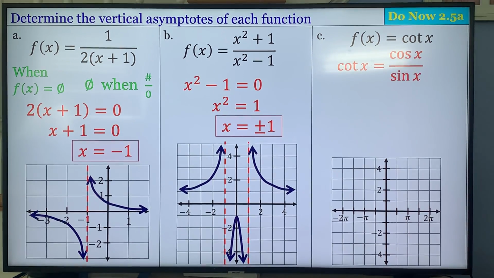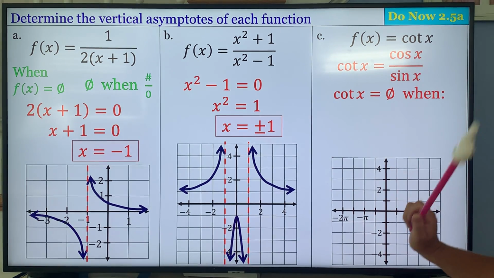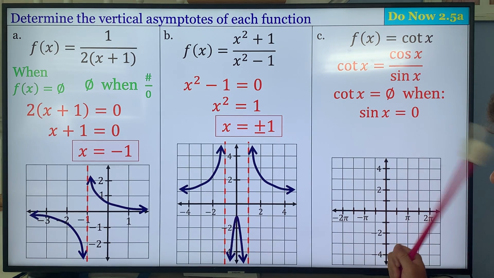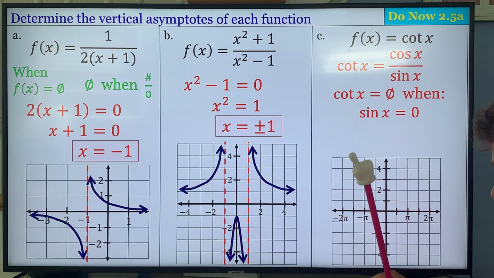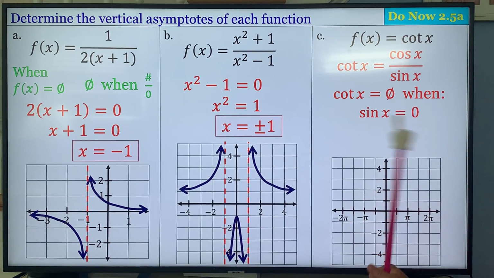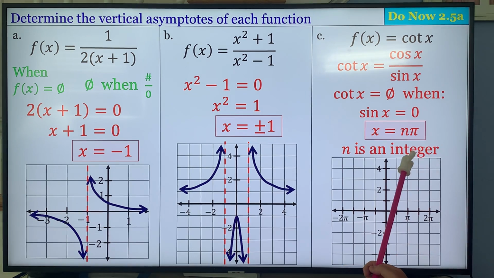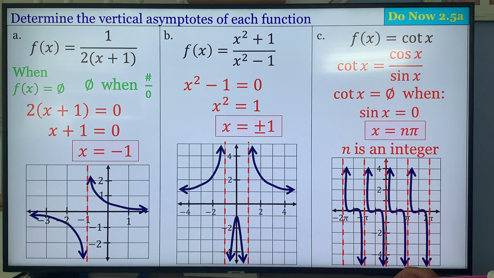Cotangent. Now cotangent is cosine over sine, right? Cotangent is undefined when what equals 0? When sine equals 0. Now when does sine equal 0? At 0, at pi, at 2 pi, 3 pi, 4 pi, 5 pi, 6 pi, at n pi. n is any integer. You can also go negatives. And that's actually what cotangent looks like. It looks like an upside down tangent.